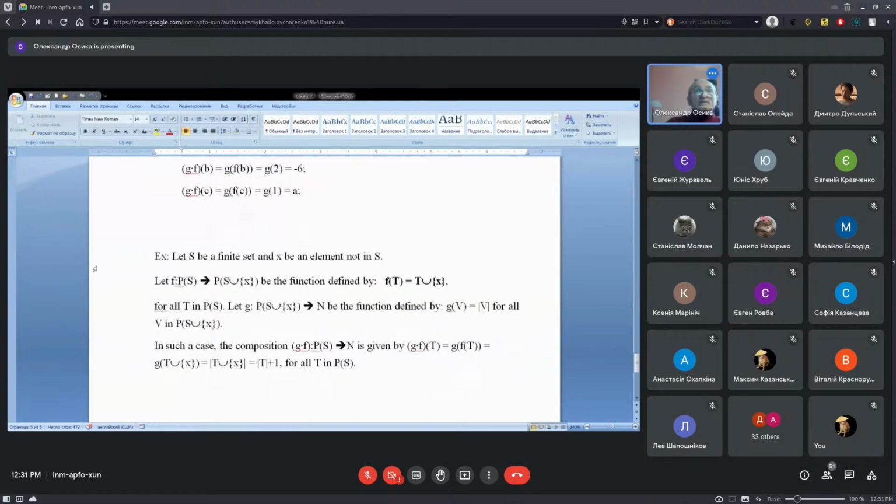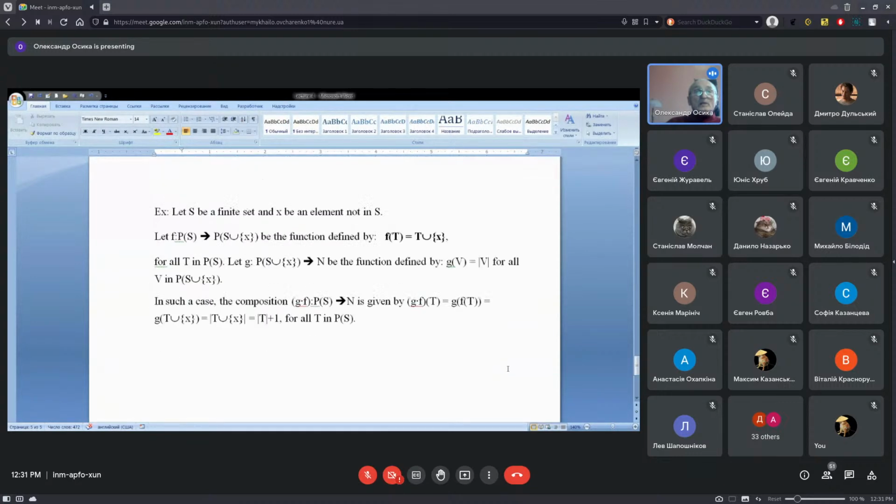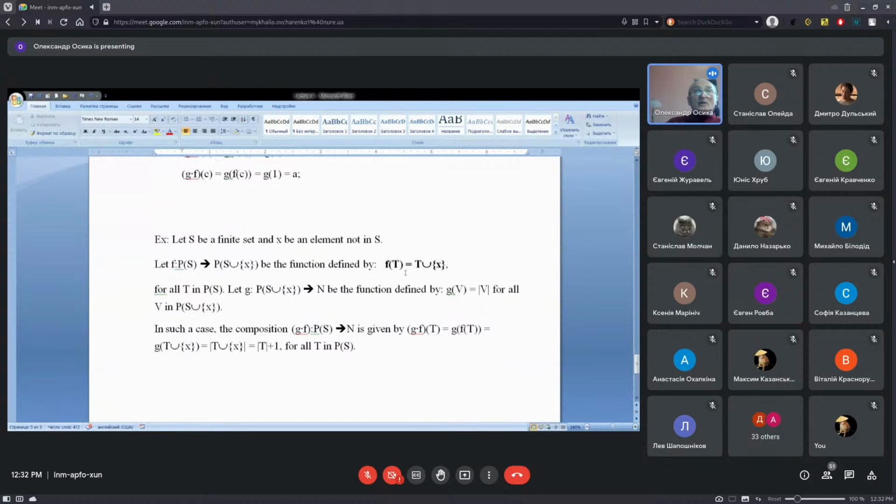And here, one more example. It looks somewhat complicated at first glance, but it is very simple. Let S be a finite set, some finite set. What elements we don't care. And X be an element not in S.